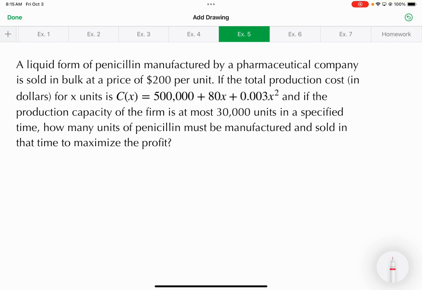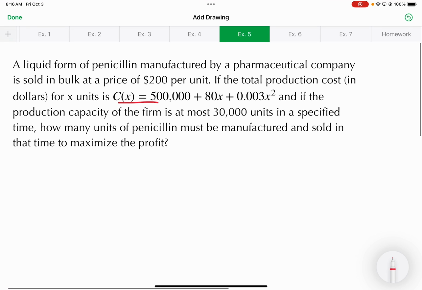A liquid form of penicillin manufactured by a pharmaceutical company is sold in bulk at a price of $200 per unit. If the total production cost in dollars for X units is C of X equals 500,000 plus 80X plus 0.003X squared, and if the production capacity of the firm is at most 30,000 units in a specified time, how many units of penicillin must be manufactured and sold in that time in order to maximize our profit? It's a lot.